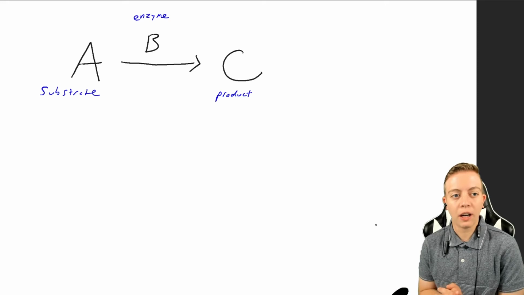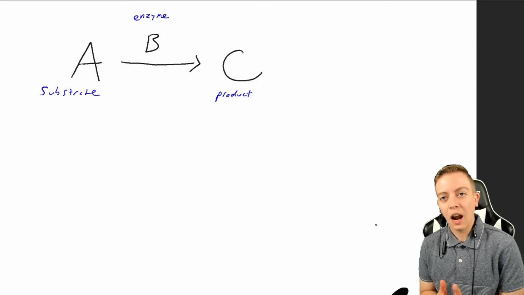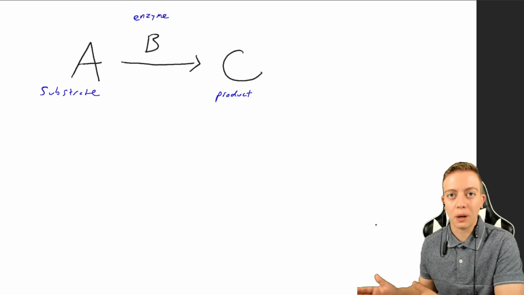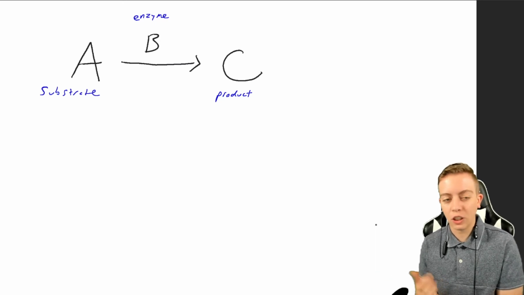So today we're talking about how enzymatic reactions work, how they happen, and why they happen the way that they do, because if you understand this, then it's going to be a lot easier to understand what happens when you remove enzymes in other processes. And so let's just get into this.